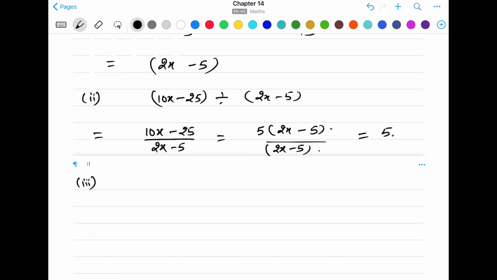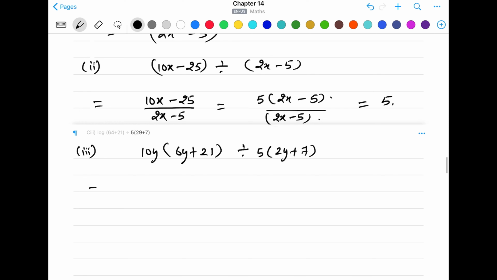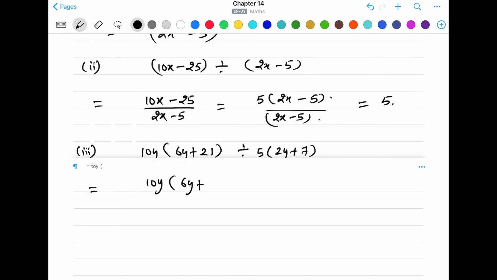Next is part 3 of question number 3, which has 10y multiplied by 6y plus 21, and we have to divide this by 5 into 2y plus 7. Let's write them in division form. We have 10y into 6y plus 21, divided by 5 into 2y plus 7.